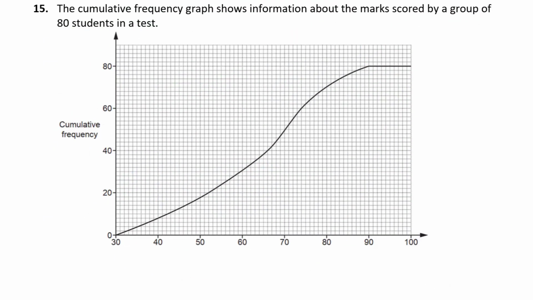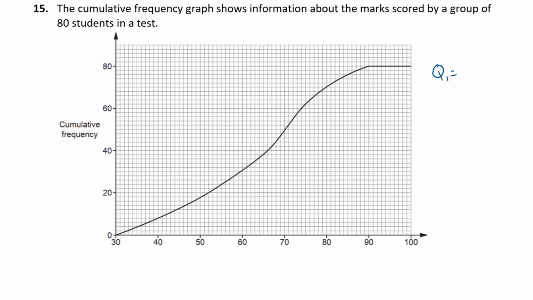Question 15. The cumulative frequency graph shows information about the marks scored by a group of 80 students in a test. Now, question A says, find the interquartile range. Okay, so we need to find the interquartile range of this data set from the cumulative frequency curve. We're going to do that by looking up the two quartiles, Q1 and Q3, the lower quartile and the upper quartile. Now, Q1 is going to be 1/4 of the way through the data set.